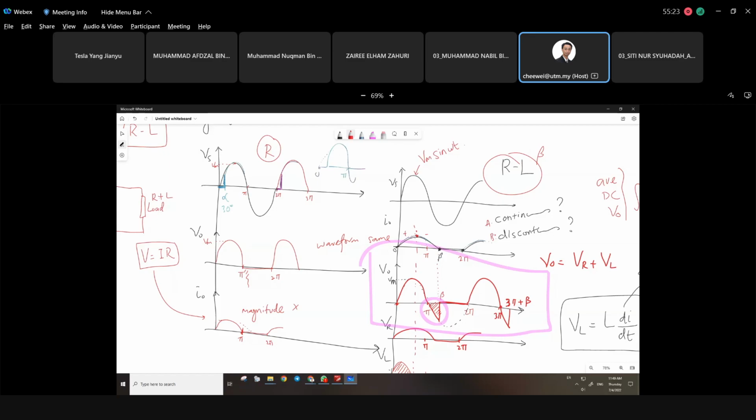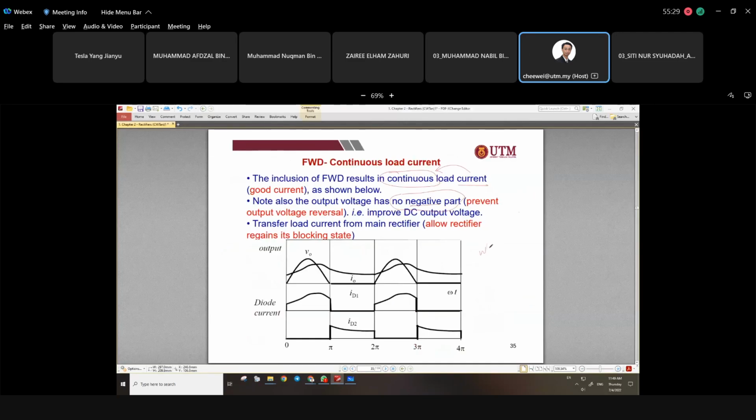And what does it mean by interrupted? When the current touches 0, it is interrupted. So discontinuous means the current is interrupted, or the current touches 0. Once it touches 0, it is discontinuous.